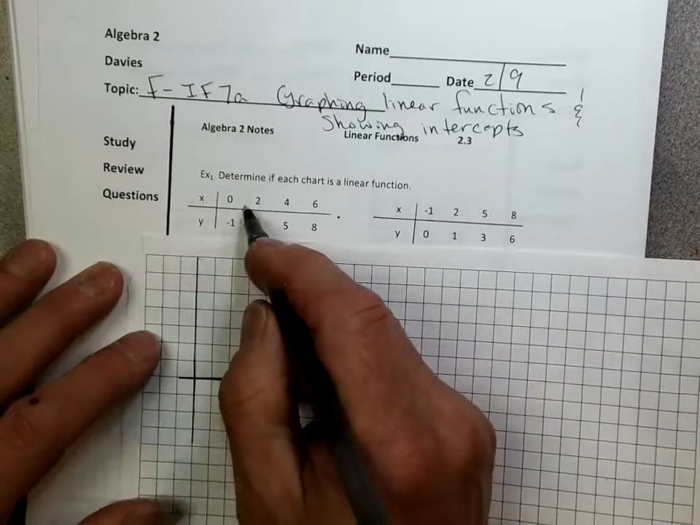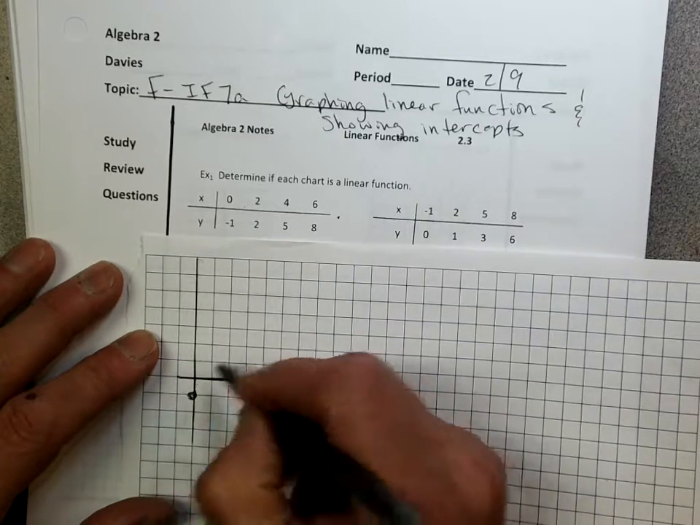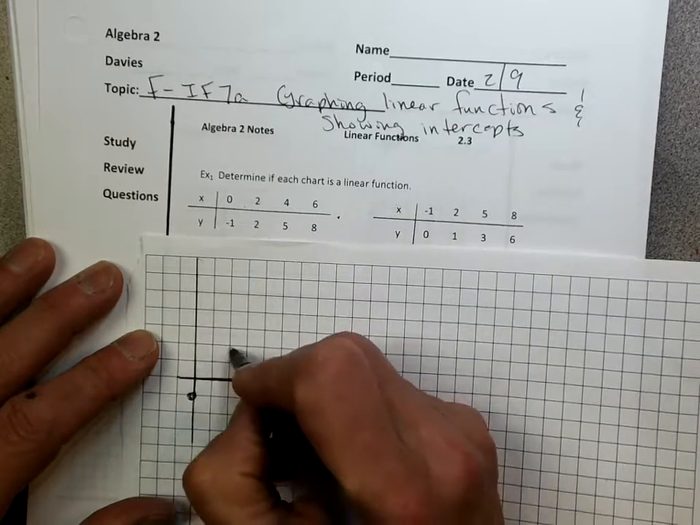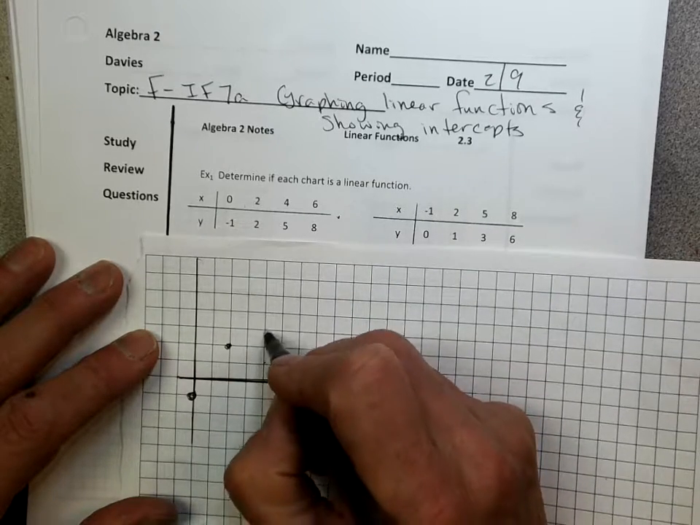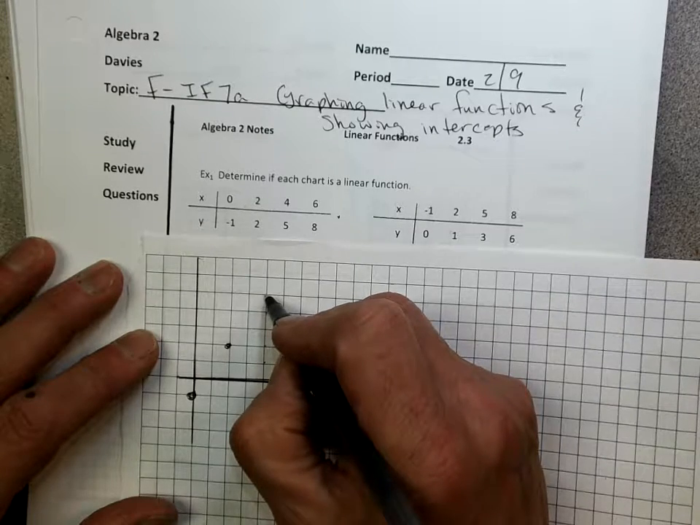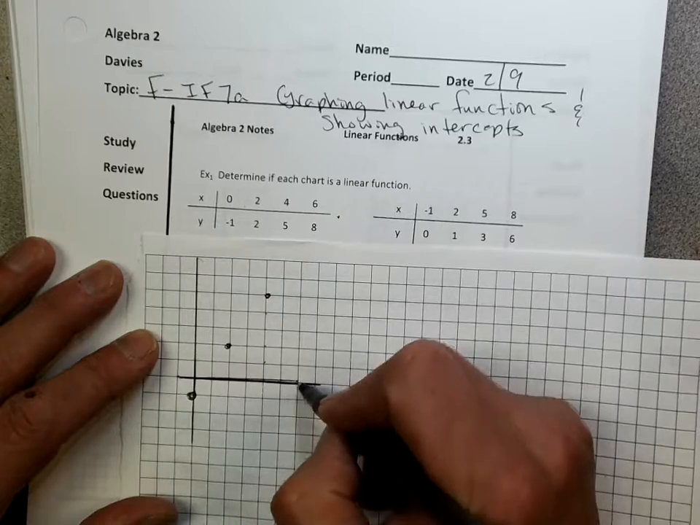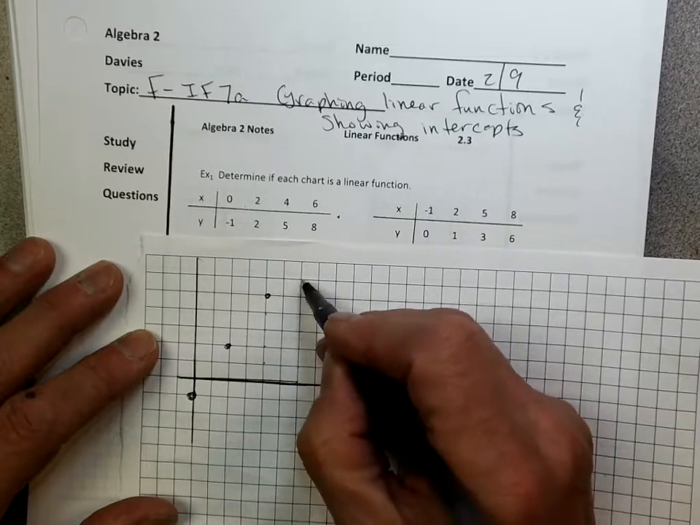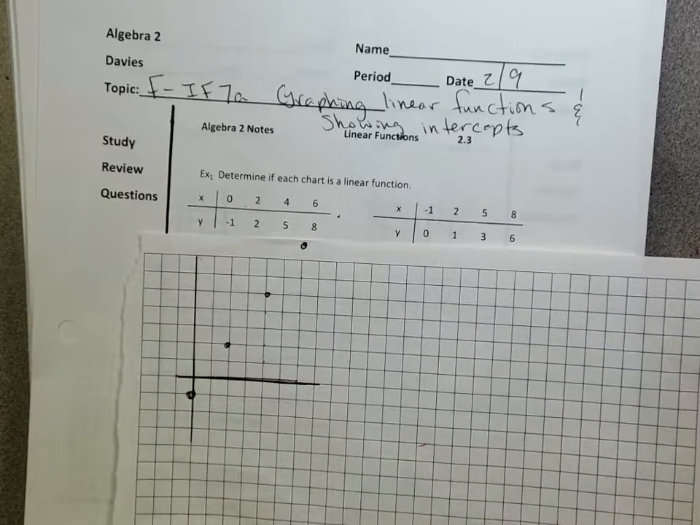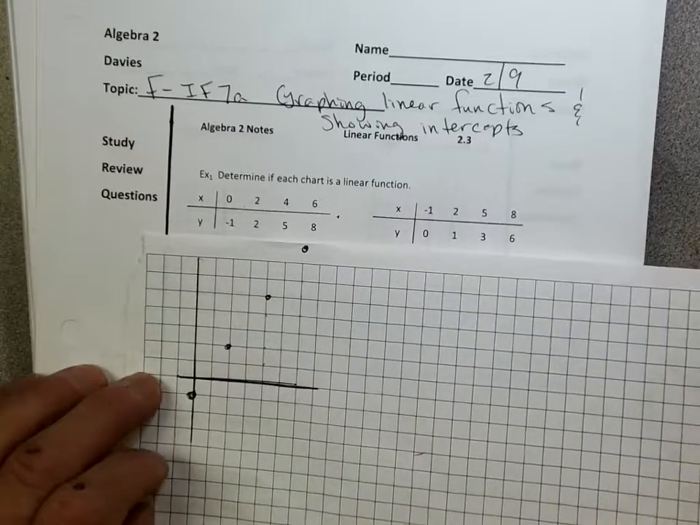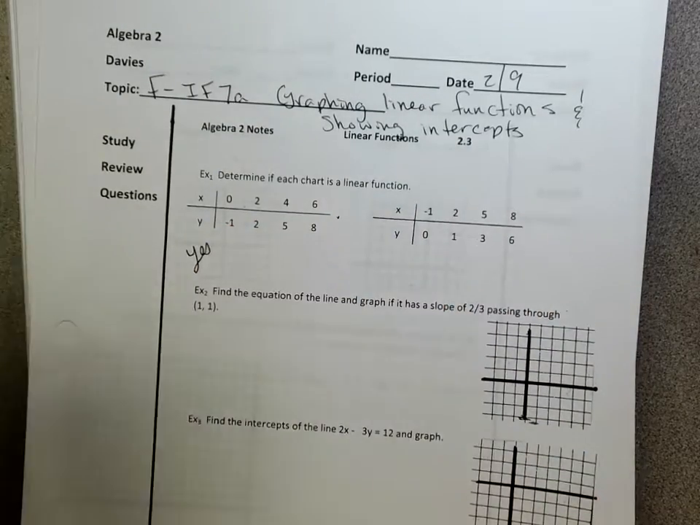I've got 0, -1, which is here, right? 2, 2, 4, 5, and I've got 6, 8. Looks pretty straight, doesn't it? It does look pretty straight. So I would say that yes, this is linear because it's straight. Okay, do you guys see that?